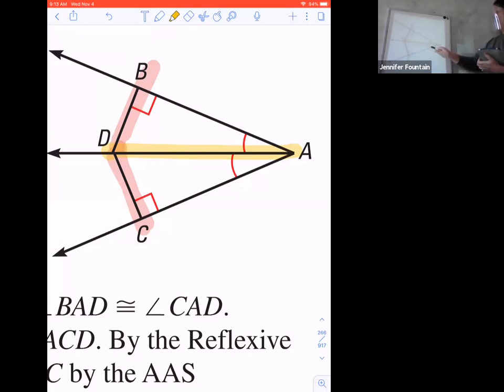Here I've got angle, angle, side. Okay, so because I was able to prove that my interior angles are congruent, this angle here is congruent because it intersects at a 90-degree angle, and then these sides are congruent, then I can use angle-angle-side to prove that these are congruent triangles. Okay.